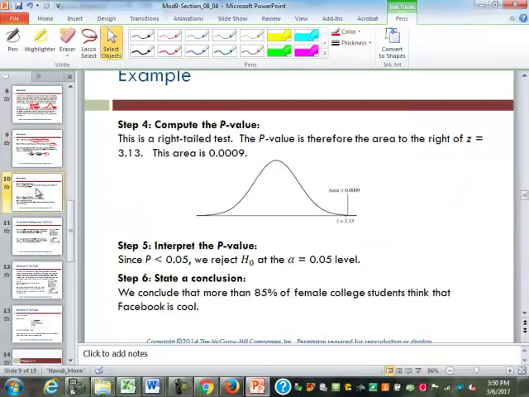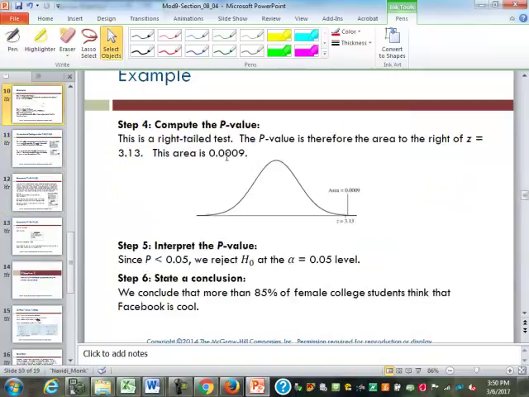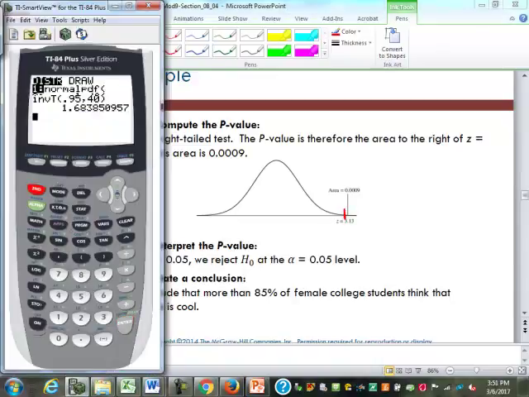So remember, proportions, we're always using the z distribution, always the normal. So alpha of 0.05, we're doing critical value, we'd be doing the top corner here to find a z value that was the borderline there. But here we're just going to compare to a p-value. So we got that test statistic of 3.13. What's the probability of being greater than that? So back to normal here. 3.13, comma, positive infinity.